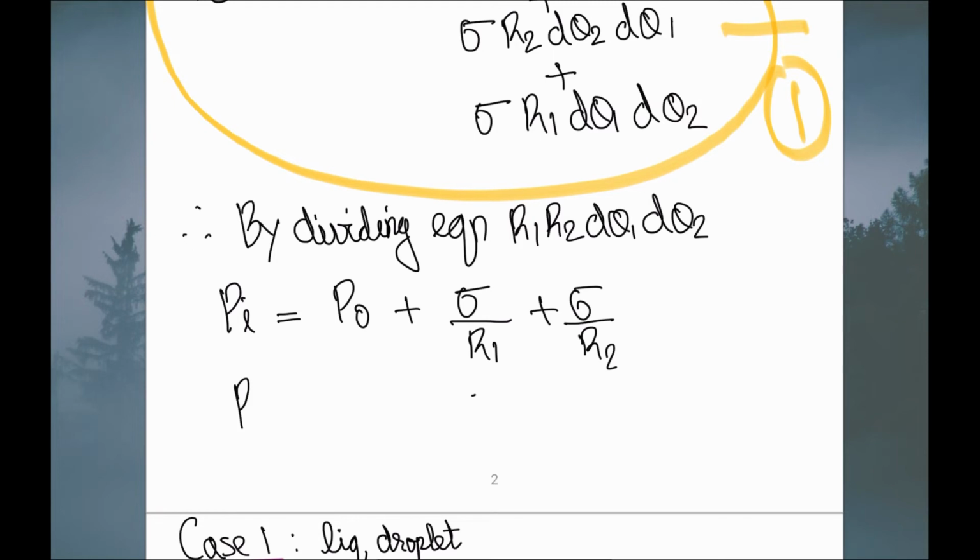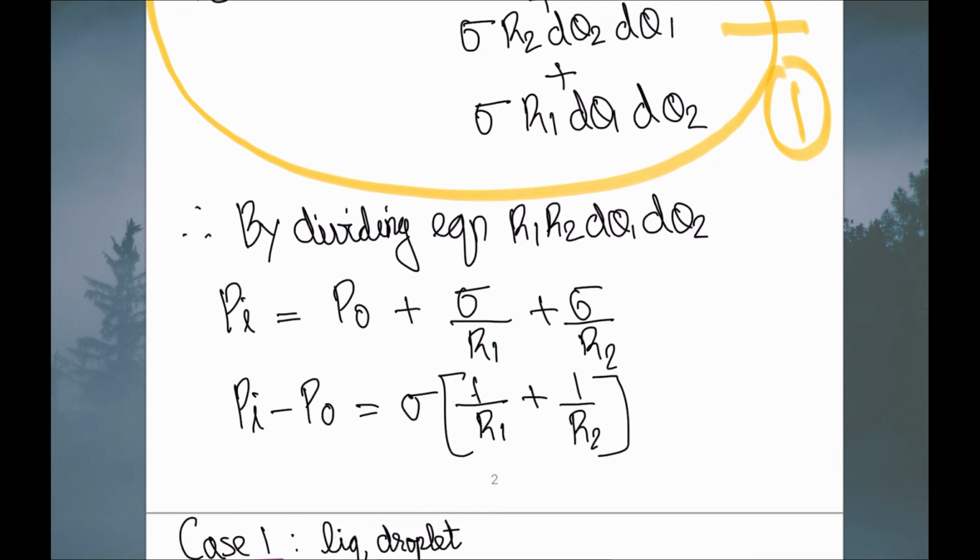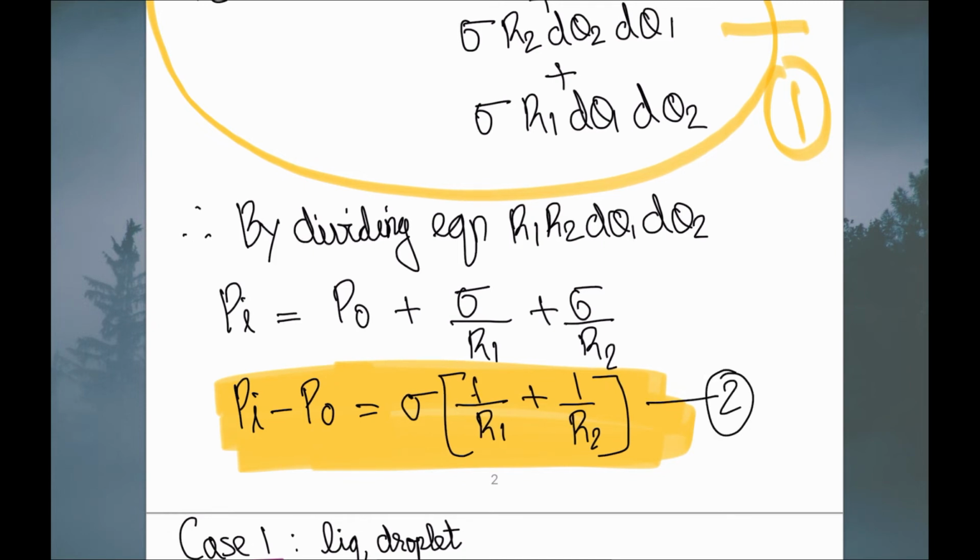Therefore, now this equation becomes Pi minus P naught. Let us take this P naught that side, is equal to, and let us take sigma as common here. We'll get 1 upon R1 plus 1 upon R2. This is equation 2, and this is what the derivation is.